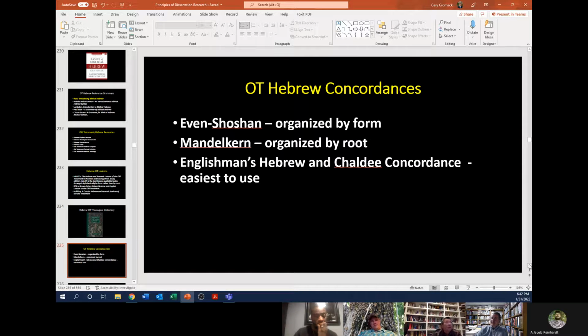So then you have the Old Testament Hebrew concordances, if you wanted to look up a word. Rather than using the Hebrew ones, I like to use the Hebrew English one. This is a little bit easier for me, but it does give you the places where that word is used in the Hebrew Bible.